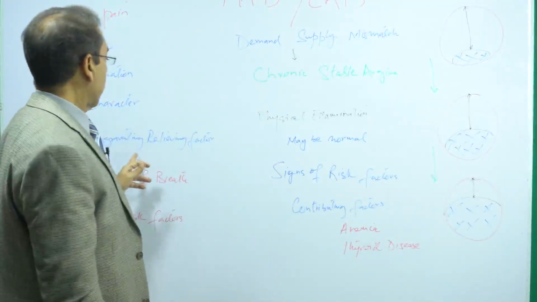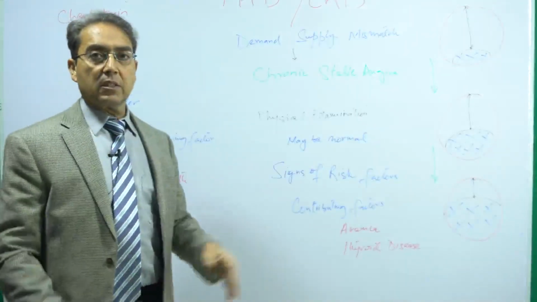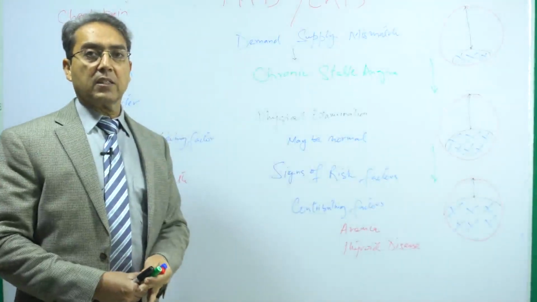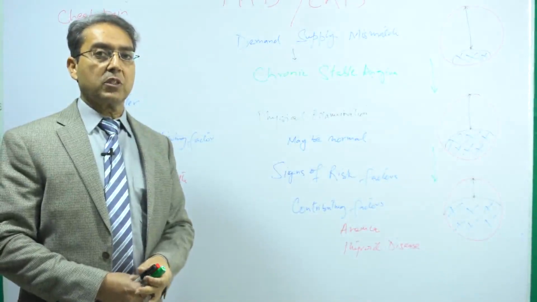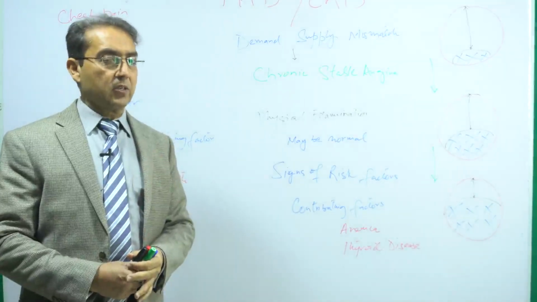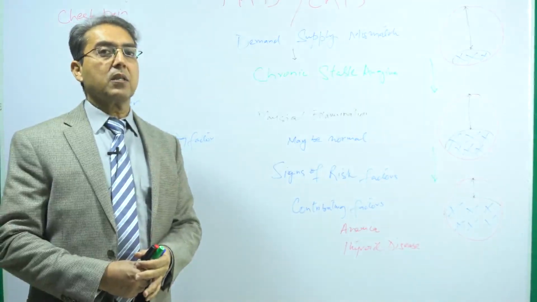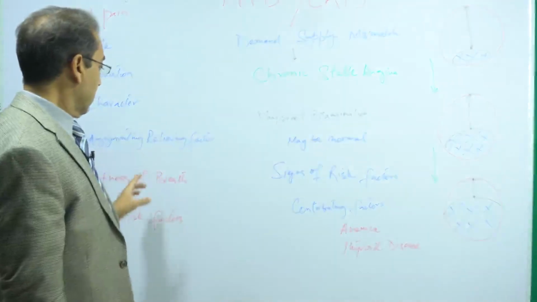And what is the relieving factor? The relieving factor is that the patient sits and relaxes and the pain starts going away. Or if the patient puts a sublingual nitrate tablet or glyceryl trinitrate under the tongue, the pain starts improving. So these are the different aggravating and relieving factors.